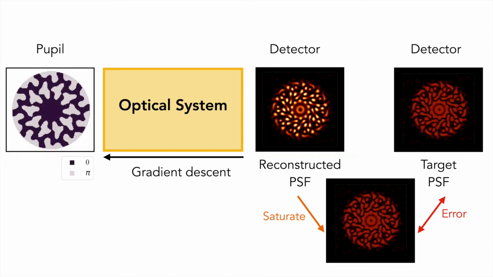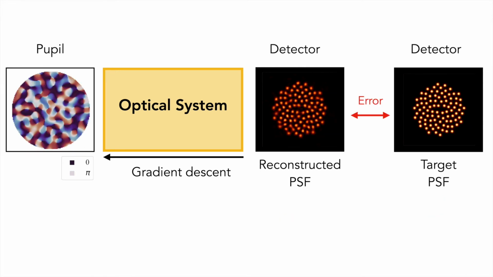You can also perform phase retrieval even if the PSF you're working with is saturated. Essentially, before you calculate your error, you also saturate your reconstructed PSF. You can also impose other arbitrary constraints.